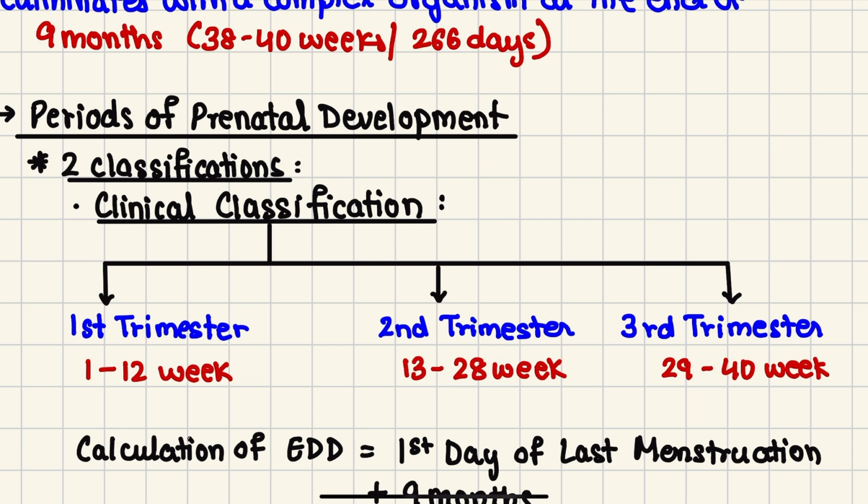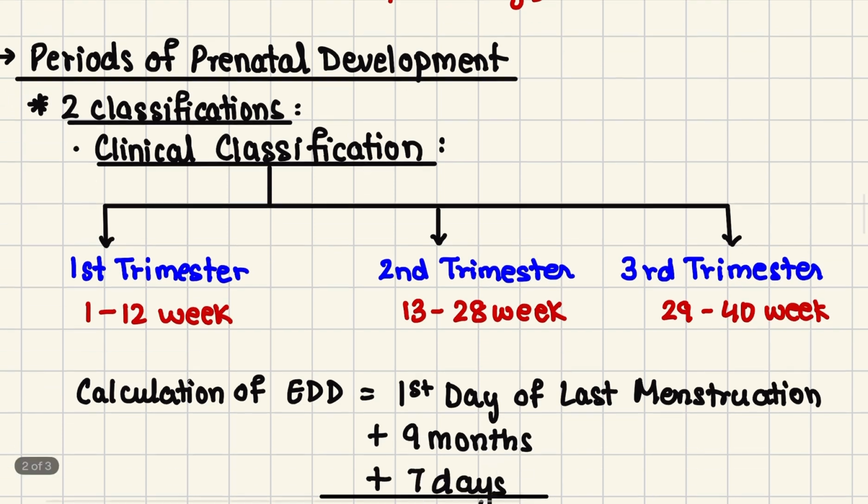Then, the first trimester is the period from the 1st to the 12th week. The second trimester is the period from the 13th to the 28th week. The third trimester is the period from the 29th to the 40th week, or till the child is born.